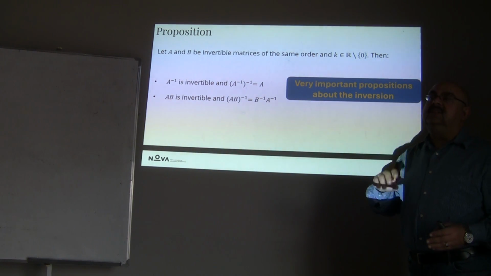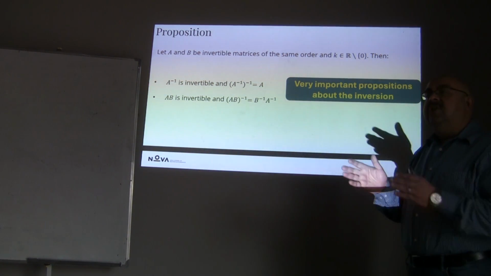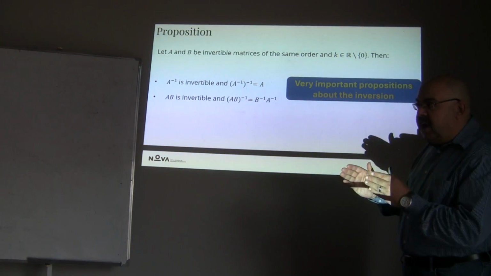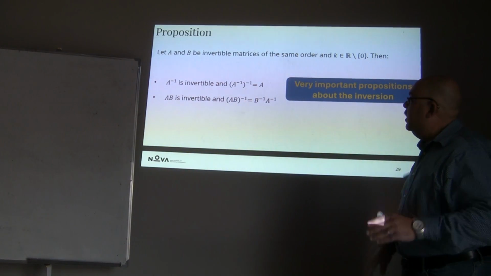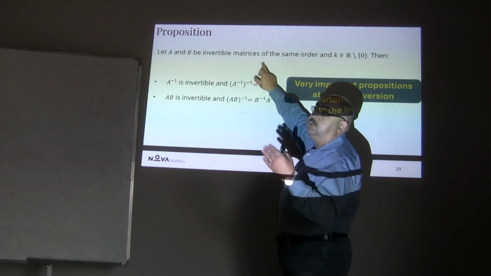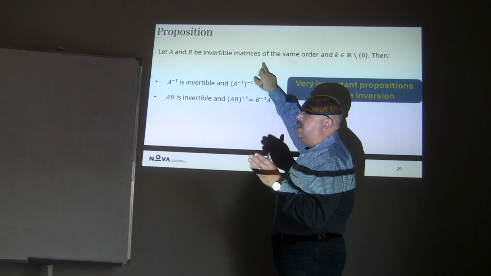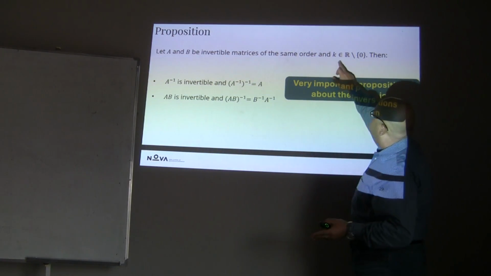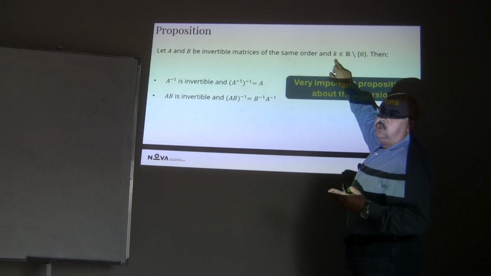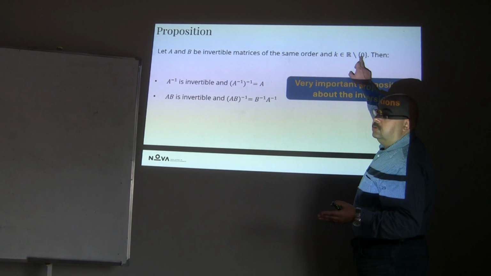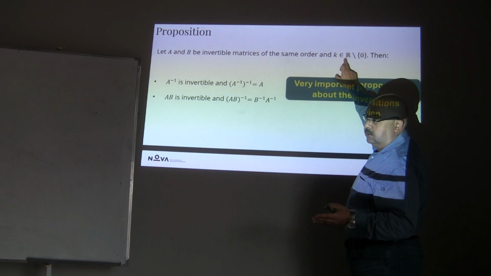The inversion is the inverse of a matrix. It's like 2 and a half, like 3 and a third, like 5 and a fifth, and so on. So let A and B be invertible matrices, because we already know not all square matrices have inverses, of the same order, and K belongs to R. K is some constant, any number that belongs to R, except 0. So K cannot equal 0.